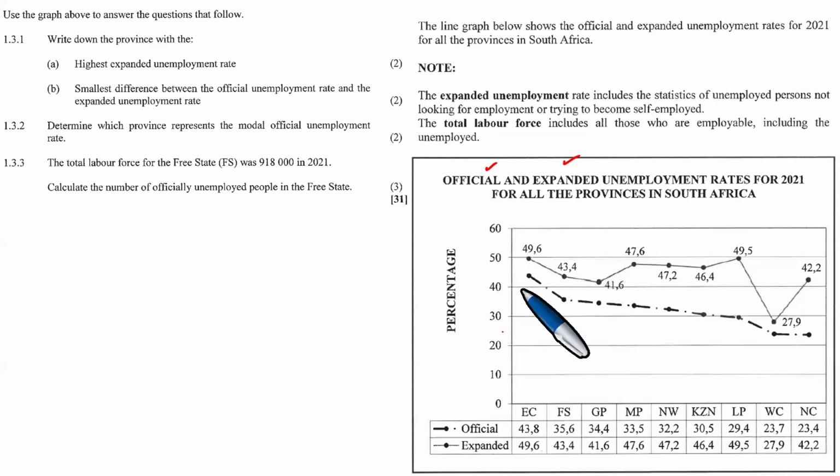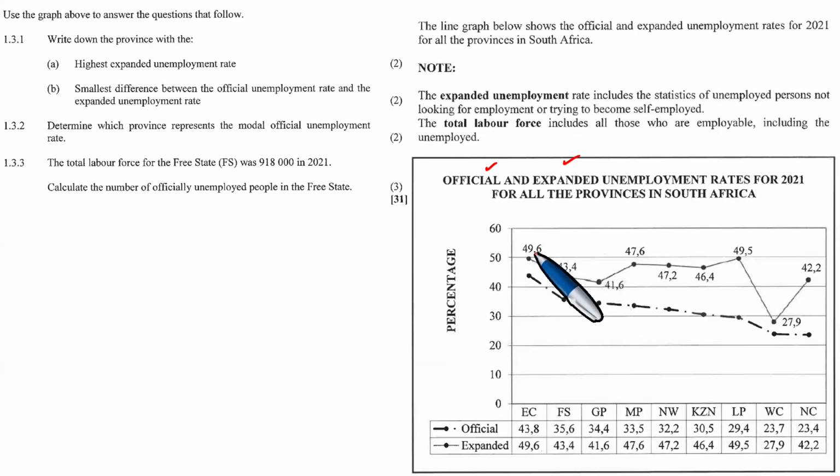Now you can really see that if you look at the percentage: 60%, 50%, 40%, 30%, 20%, 10%, 0. Here you have, for example, the Eastern Cape, the Free State Province, Gauteng Province, Mpumalanga Province, Northwest, KZN, Limpopo Province, Western Cape and the Northern Cape. Well done. Right, so let's check.